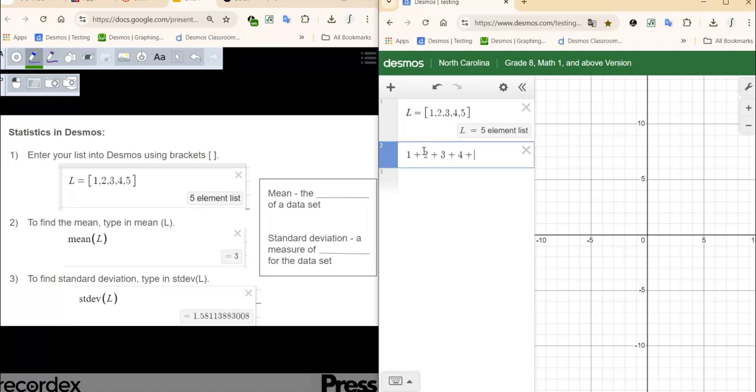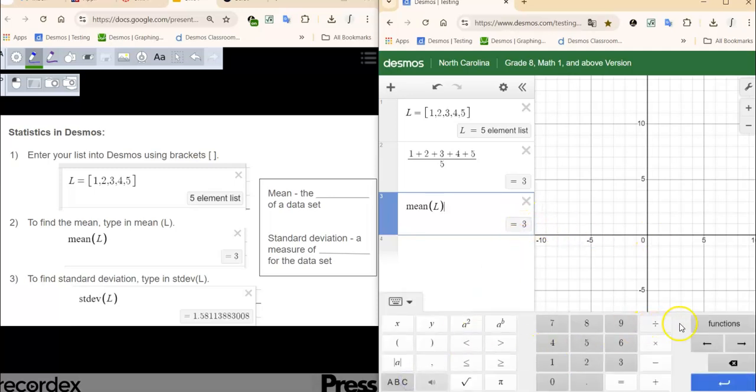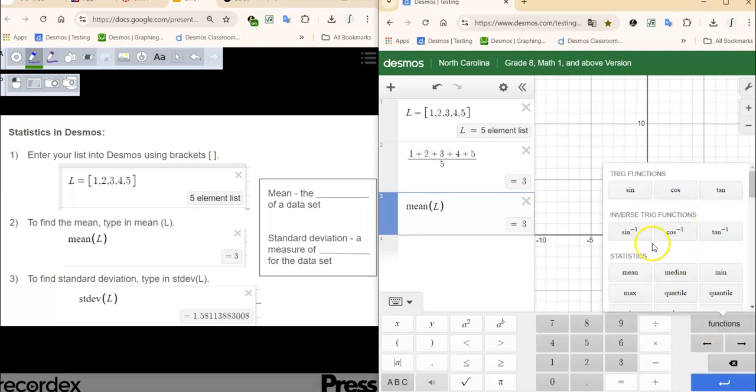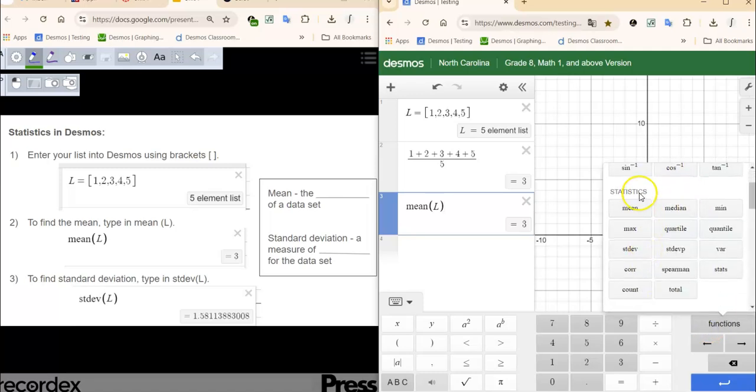If you want the average or the mean of the data, you could do 1 plus 2 plus 3 plus 4 plus 5. Add them all together, you will get 15, and then divide by the number that you have, which is 5, and then that would give you 3. But Desmos has this programmed into it, so instead, another option is just to do mean L. So you type the word mean and put L, and it will be 3 right there. These are also available from the functions menu. So if you go to functions down here for statistics, you're going to have a lot of options. You can see right there mean is one of them.